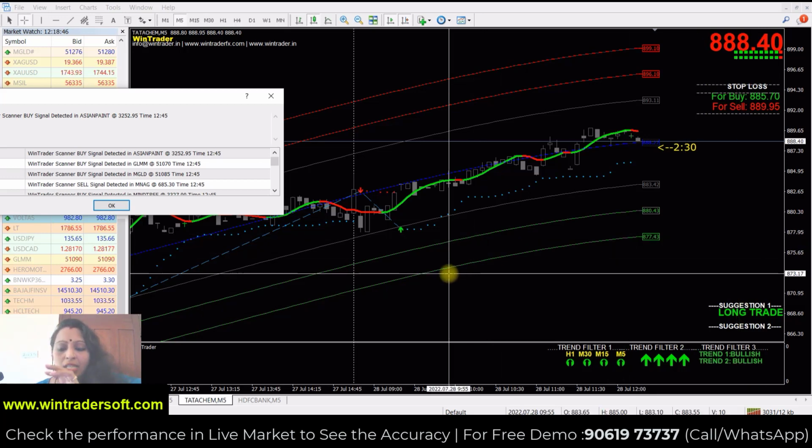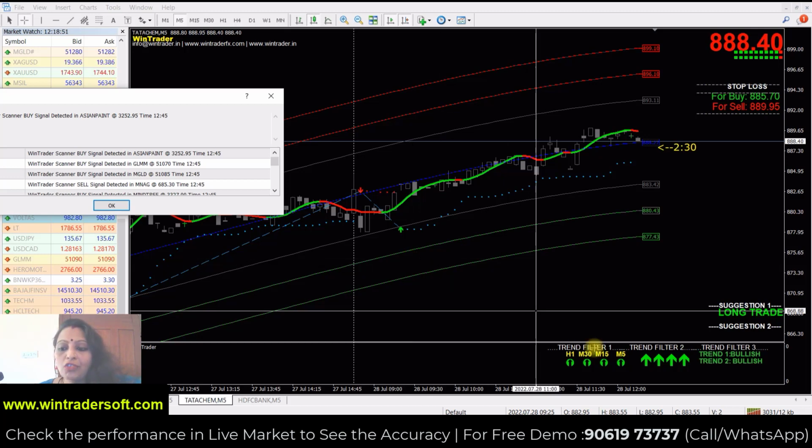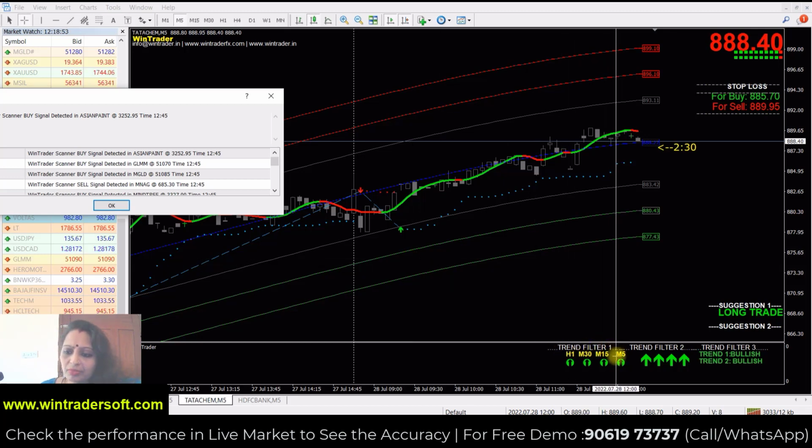If there is a buy signal active in the 5 minute time frame, the first confirmation you have to check is trend filter 1 below. You have to check the 5 minutes, because we are following the 5 minute time frame. So you don't need to follow 15 minutes or 30 minutes or 1 hour. If there is a buy signal active in the 5 minute time frame, in trend filter 1 you have to check M5 only. At M5 there is an arrow, and it should be in green color. That is the first confirmation.